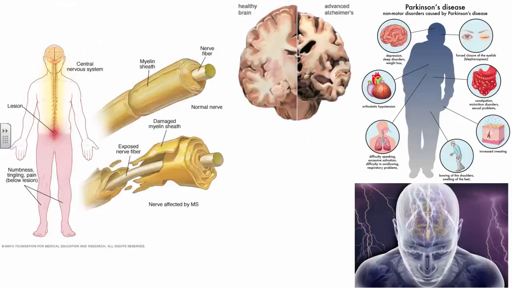And again, here you see the effects of MS, the damage to the myelin sheathing. Okay, you can see Alzheimer's. When scientists look at the brain of a person with Alzheimer's, they see degeneration in the actual brain tissue itself. And then you see, again, Parkinson's disease and some of the symptoms associated with it.